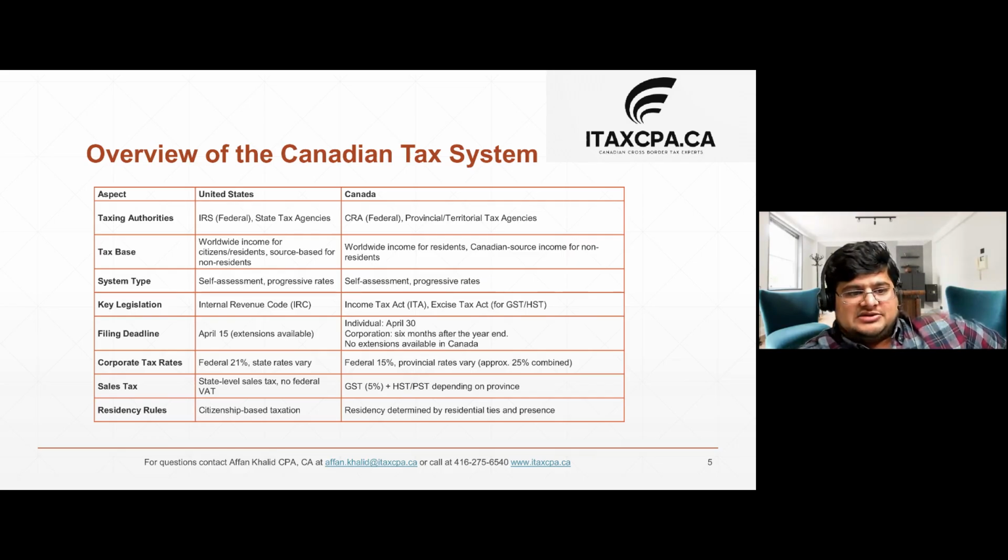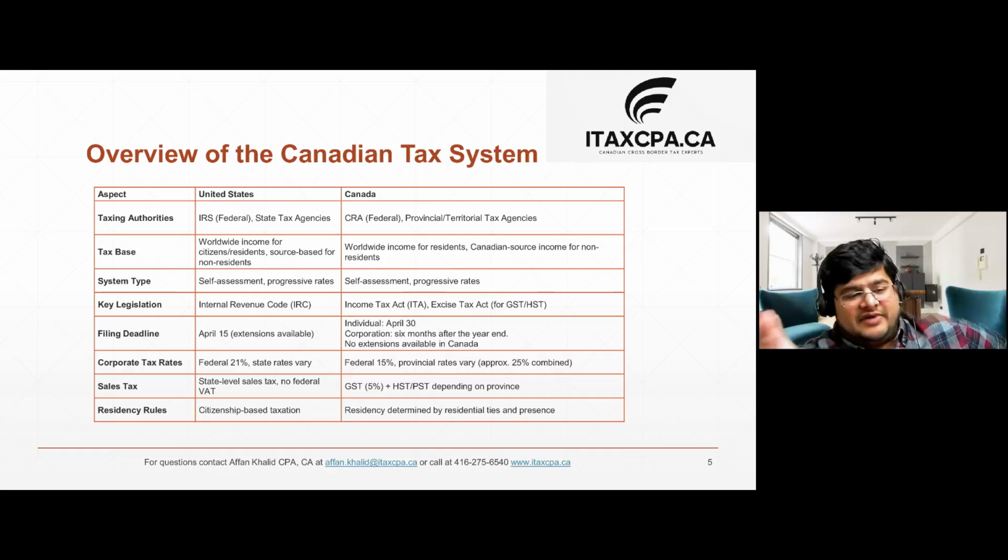For corporate tax rate, in Canada, the federal rate is 15%. The provincial rates can vary depending on which province you have your permanent establishment or nexus, let's call it. That's another term which, I will be using the term permanent establishment, but it's almost as if I'm talking about nexus from a US perspective.